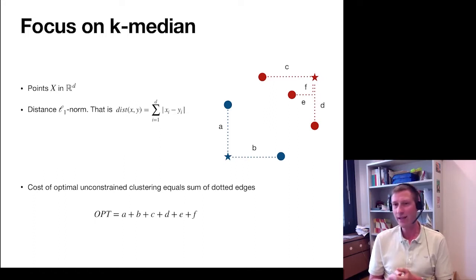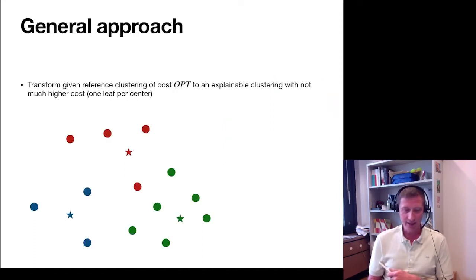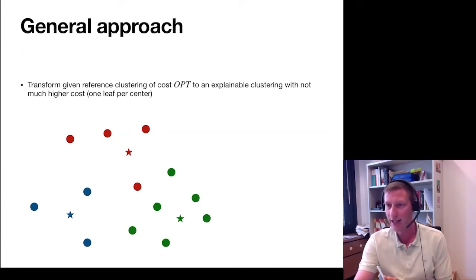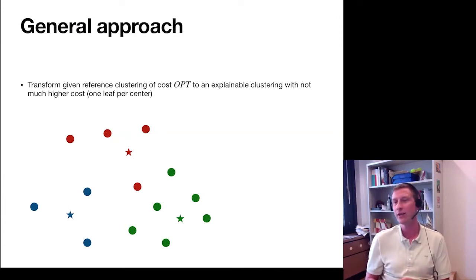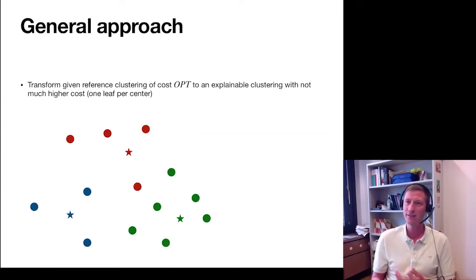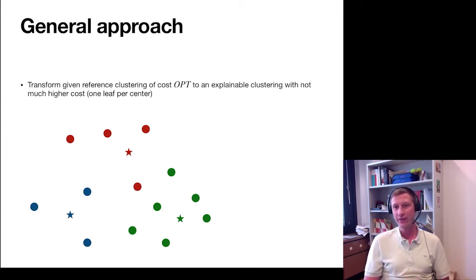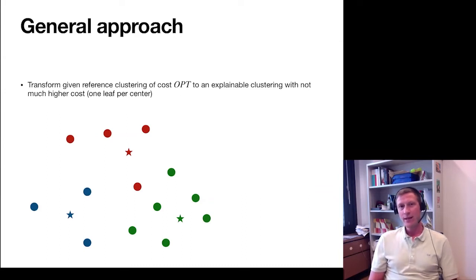All the algorithms I've seen work as follows. You take a given clustering that is unrestricted. You can take the optimal clustering if you like, but that's hard to find, so a constant factor approximation is easier to find. But take any reference clustering that you start with. In this example, you have the blue center, the red center, and the green center. This is not necessarily an explainable clustering.